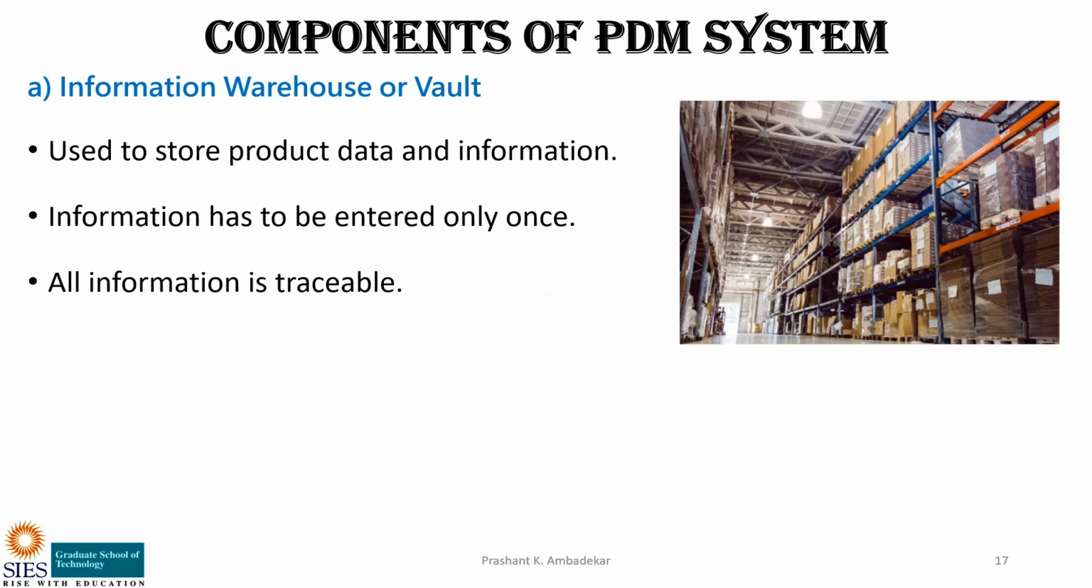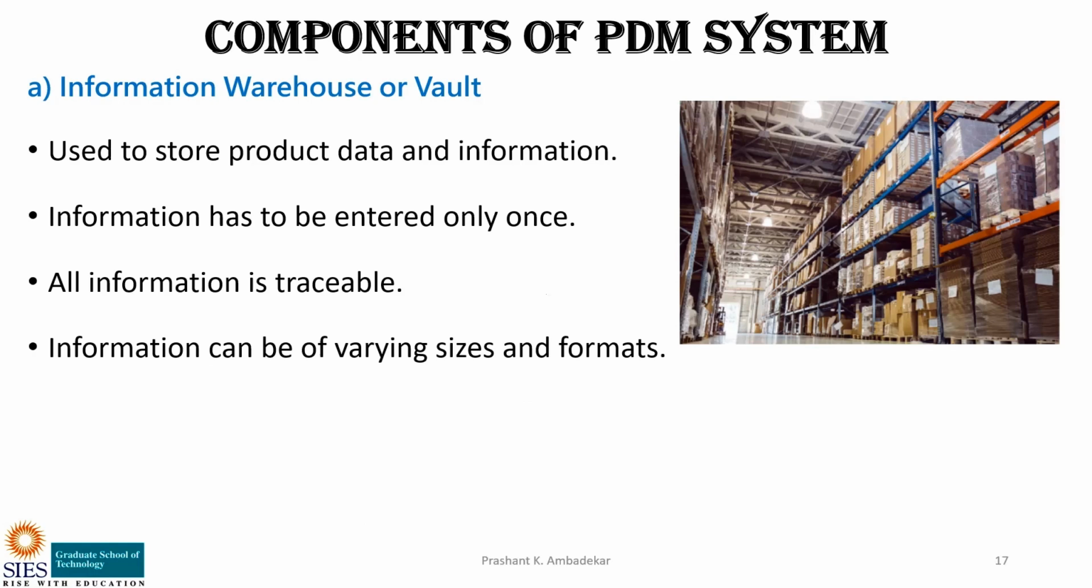All the information that is stored in the warehouse can be traced whenever it is required, and it acts as a single source for all product information. It means that whenever someone is asking for the information, the same information will be passed to everyone, and there will not be any change in information for two different users. The information can be of varying sizes or formats. Information may be in the form of text, in the form of numbers, or in the form of graphics.